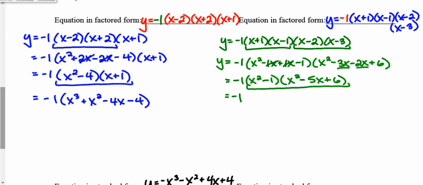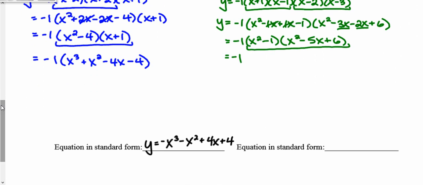I can't use FOIL because it's not a binomial times a binomial. It's 2 times 3, so it's a binomial times a trinomial. So I'm going to start by distributing the x squared. So that would give me x to the 4th minus 5x to the 3rd plus 6x squared minus 1x squared. I'm distributing the -1 now. Plus 5x minus 6. And there are some things I can combine there.